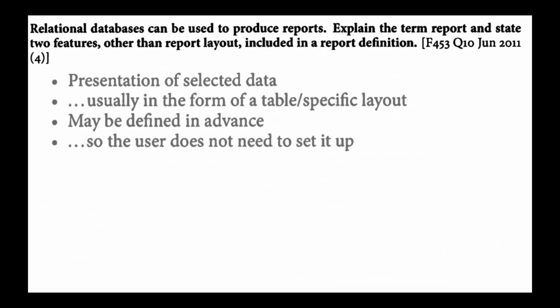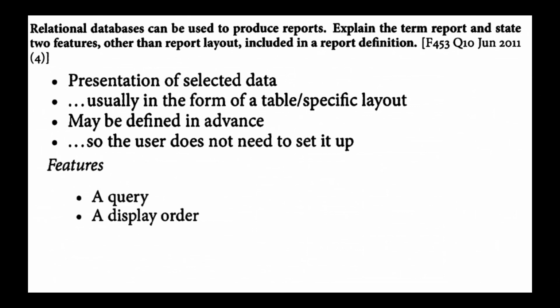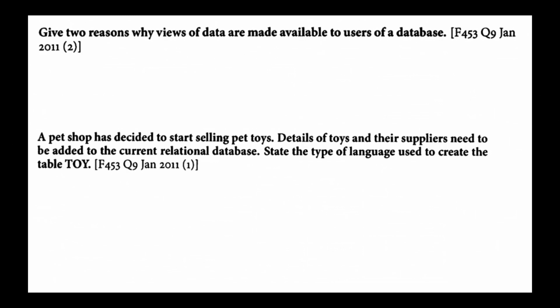Explain the term report and state 2 features other than report layout. Ooh. Data type, maybe? Presentation of selected data, so what data you want to show. Usually in the form of a table, so specific layout. May be defined in advance, so the user does not need to set it up. So a feature would be a query or just display an order.